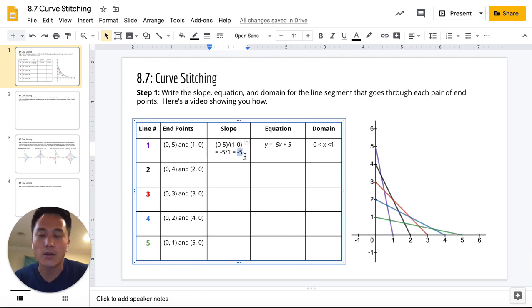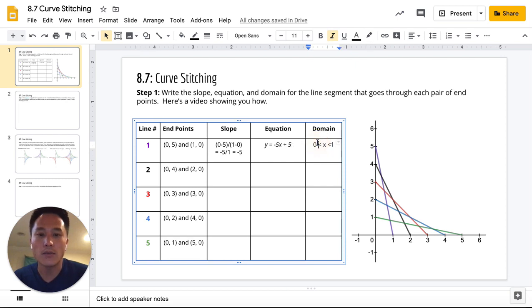Now I need the y-intercept to put it in slope-intercept form. I have the y-intercept right here. So when x is 0, y is 5. That's right there. So I have the slope of negative 5, a y-intercept of positive 5. I can put that into the slope-intercept equation here. The slope times x plus the y-intercept.